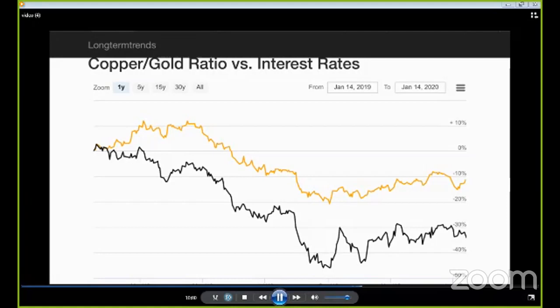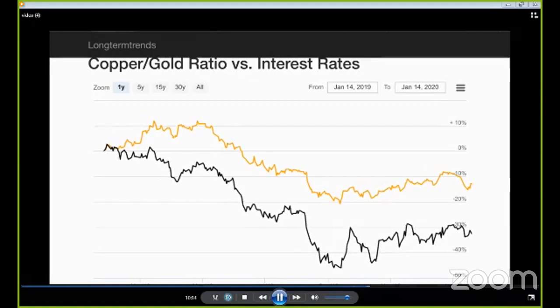Now, the gold-copper ratio is a great leading indicator for the 10-year yield. And you can see the gold-copper ratio is clearly pointing up, and this is going to quite likely drive interest rates higher.